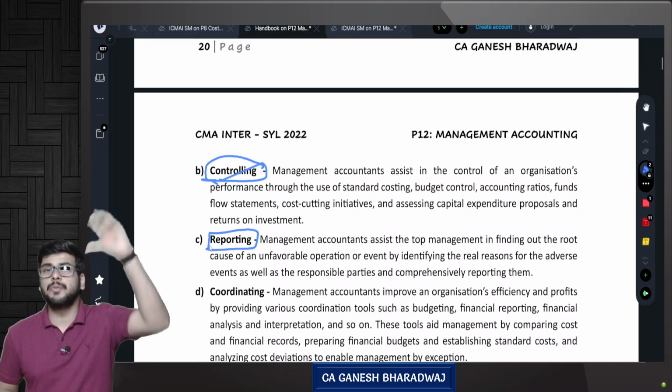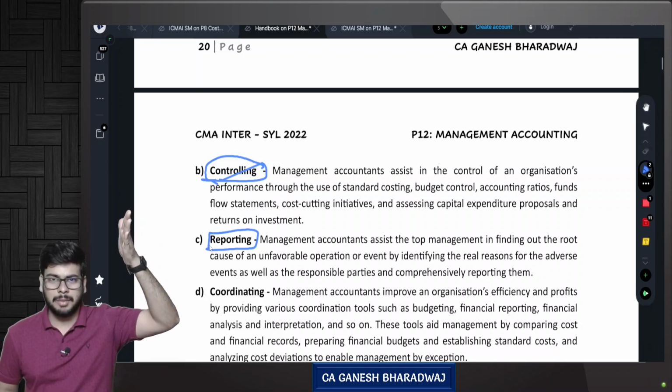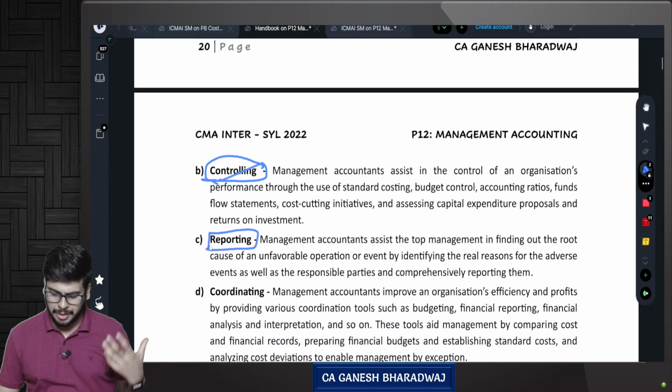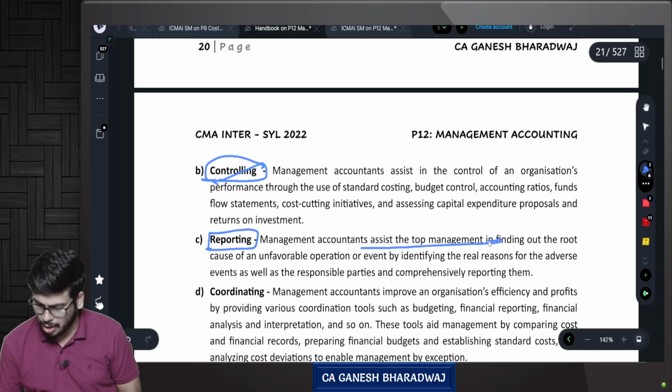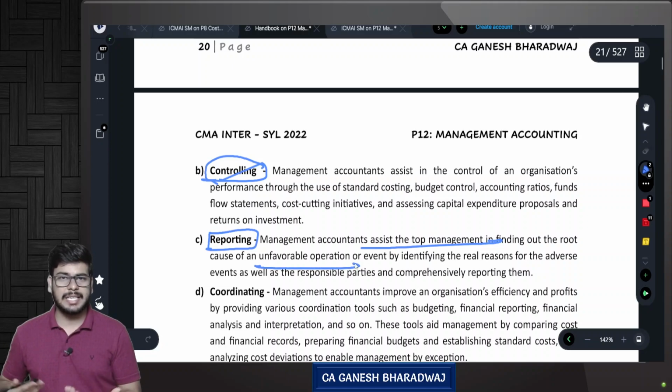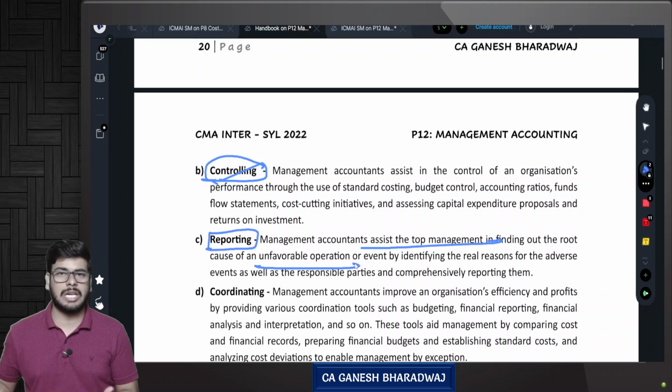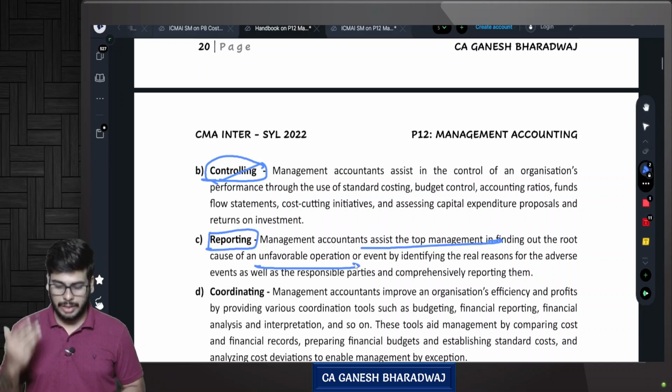Correct? You need to report to the managing director or the board of directors, or maybe even the top management in some cases. Yes, you need to assist the top management in finding out the root cause of unfavorable operations. In case there is an unfavorable operation, we saw that in the shutdown versus continue decision, that was an unfavorable area. So you need to clearly tell them the accountant's report is wrong. Look at this, this is the scenario-wise analysis I am making. Management accountant's report, now that makes more sense.